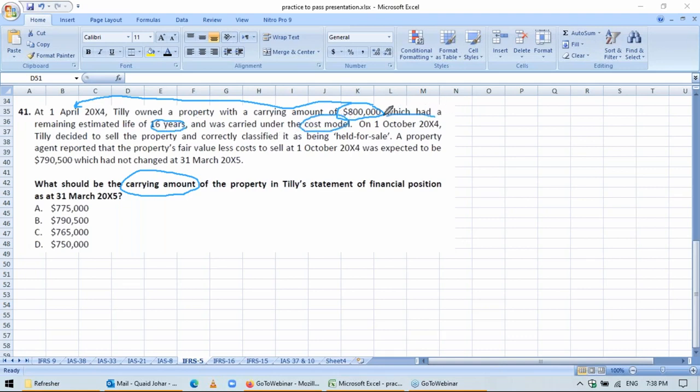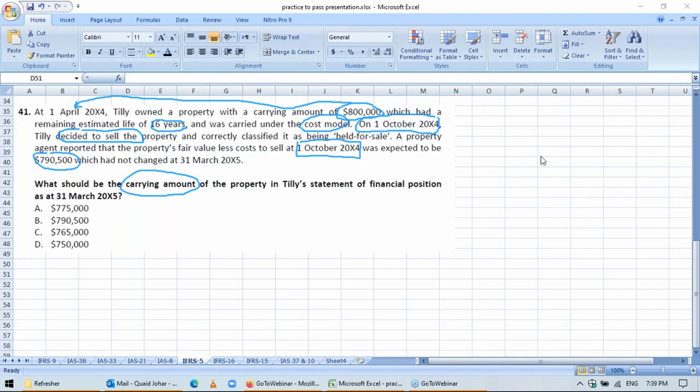On 1st October 2004, Tilly decided to sell the property, meaning now it is held for sale. A property agent reported that the property's fair value on 1st October 2004 is 790,500, which had not changed by 31st March 2005. Now you will stop depreciating the asset when you decide on 1st of October. So on 1st of October, we have decided that we are going to sell the property.